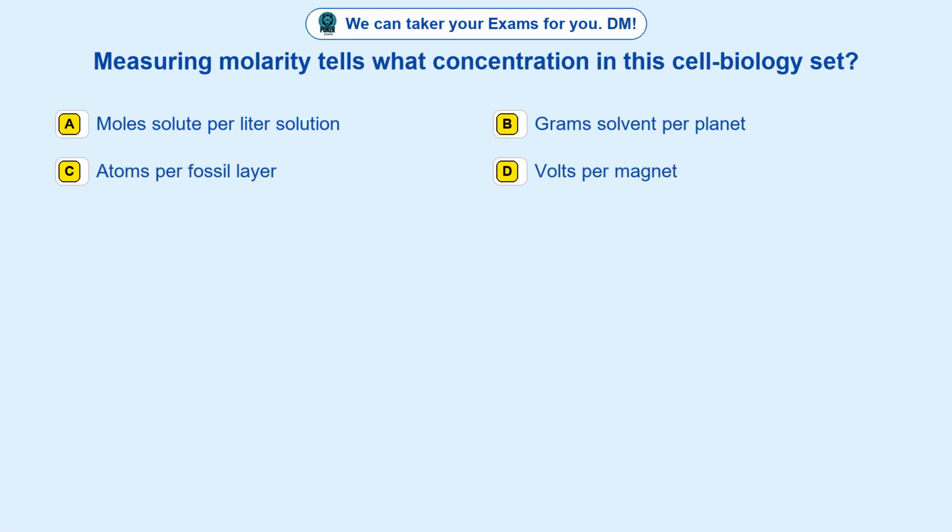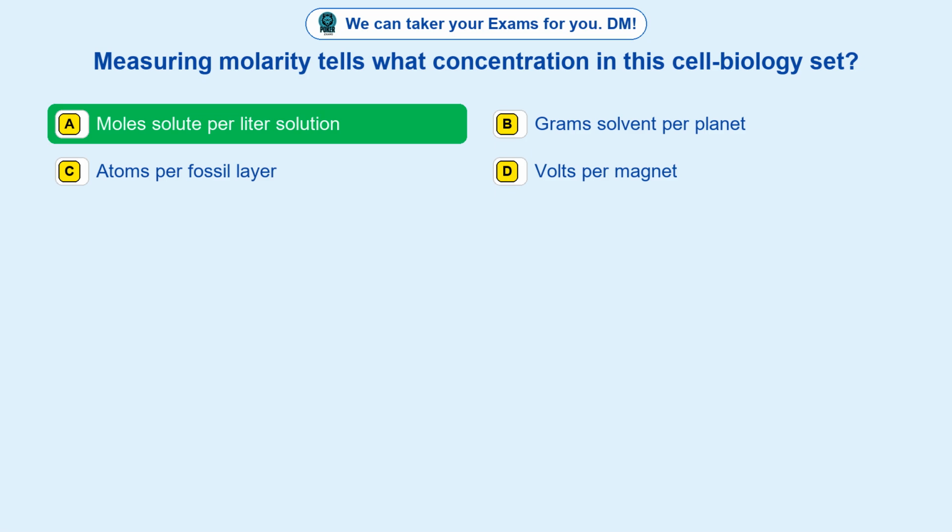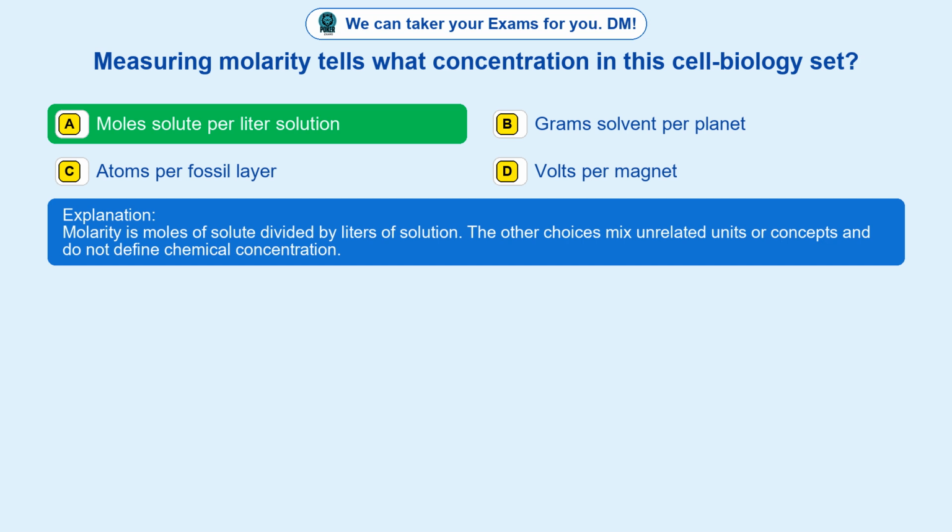Question 45. Measuring molarity tells what concentration in this cell biology set? Option A, moles solute per liter solution. Option B, grams solvent per planet. Option C, atoms per fossil layer. Option D, volts per magnet. The correct answer is option A, moles solute per liter solution. Molarity is moles of solute divided by liters of solution. The other choices mix unrelated units or concepts and do not define chemical concentration.